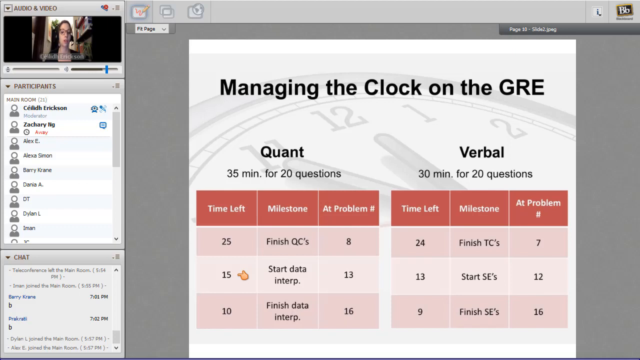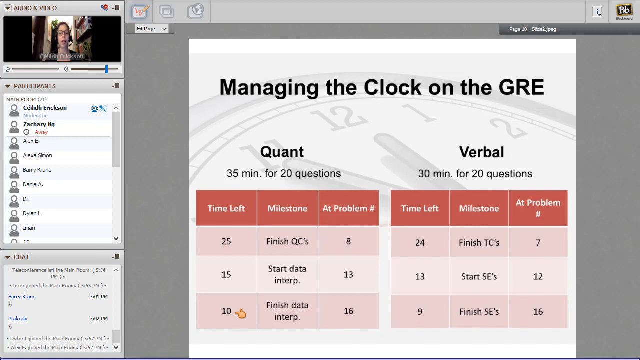You'll finish data interpretation. It'll flip back over to discrete quant, standard multiple choice, at problem number 16 out of 20, and you should see 10 minutes remaining roughly for those last 5 questions. So I recommend taking a screenshot of this right here so you can use this as a reference point.